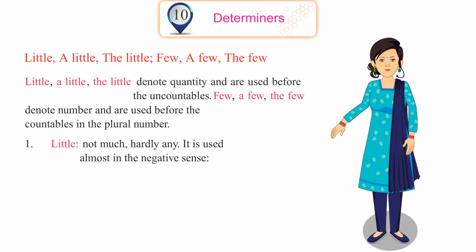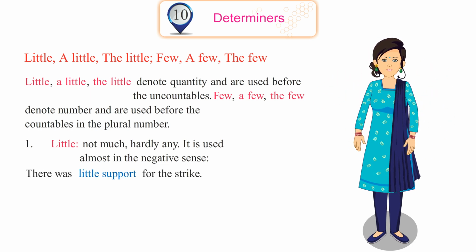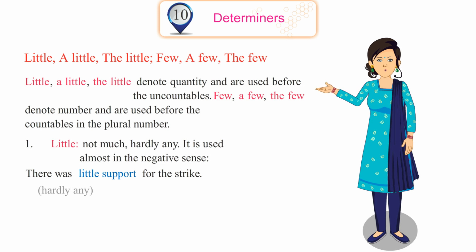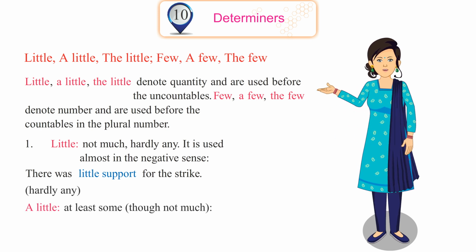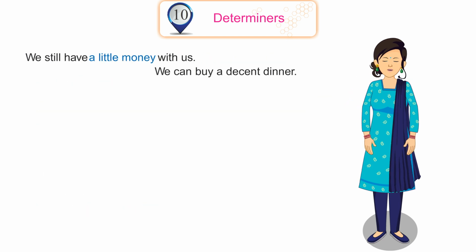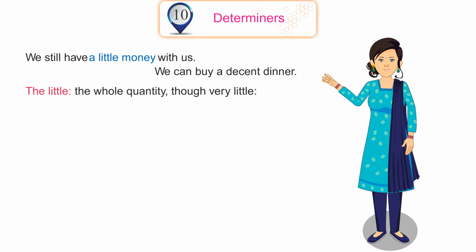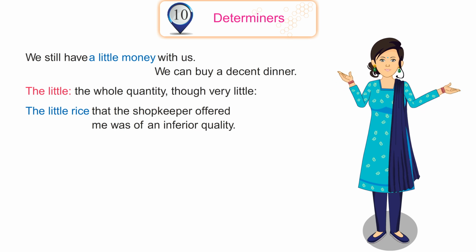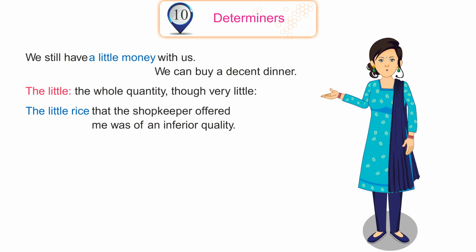Little: not much, hardly any. It is used almost in the negative sense. There was little support for the strike. A little: at least some, though not much. We still have a little money with us. We can buy a decent dinner. The little: the whole quantity, though very little. The little rice that the shopkeeper offered me was of an inferior quality.